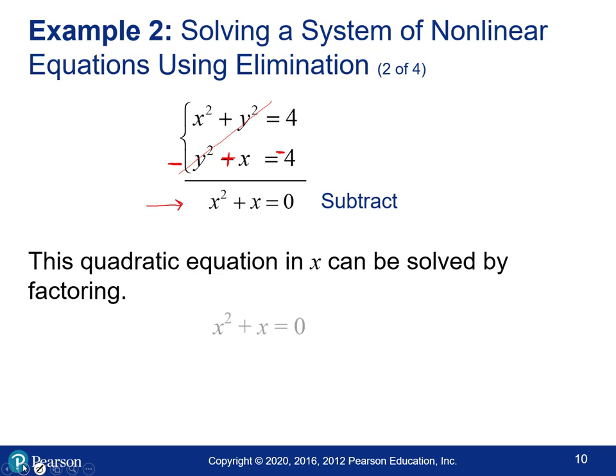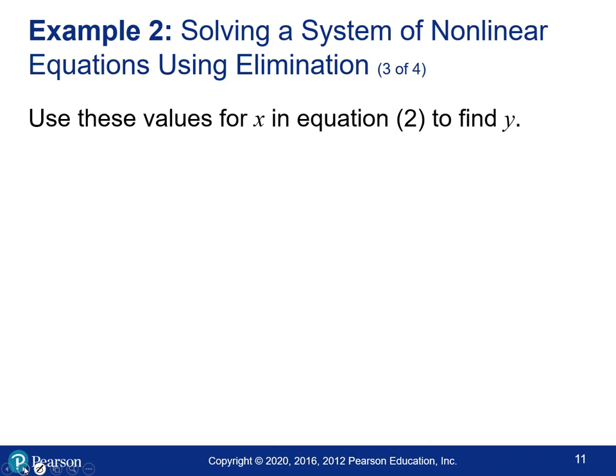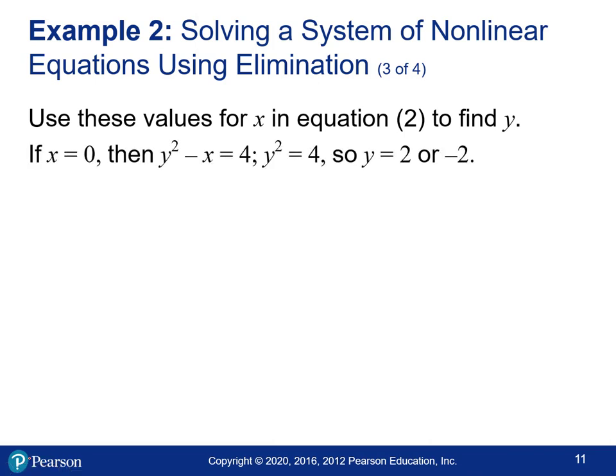And so this one factors really quickly. We just factor out an x, and then we say that either x equals 0 or x plus 1 equals 0. So just a step in between here would be x plus 1 equals 0. And so those are our two values for x. Now what we want to do is find the corresponding y values.